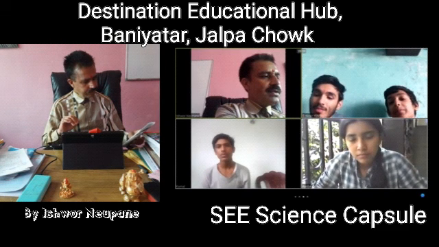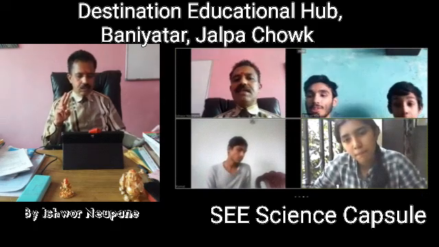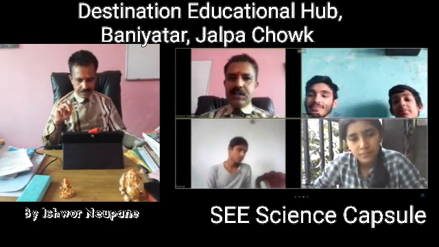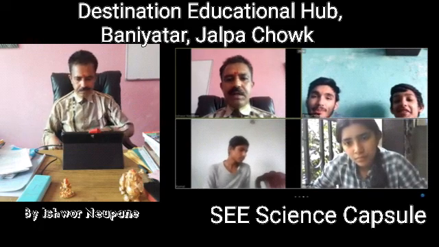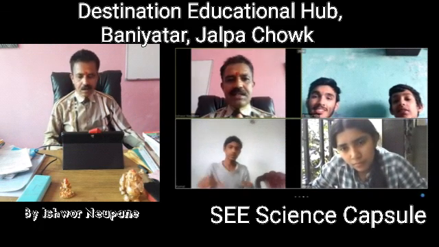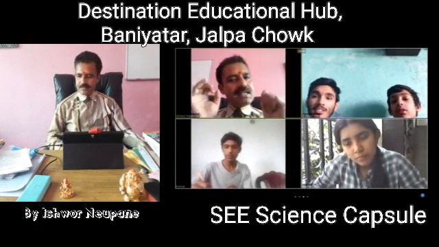Name two plant hormones. Auxin and cytokinin.